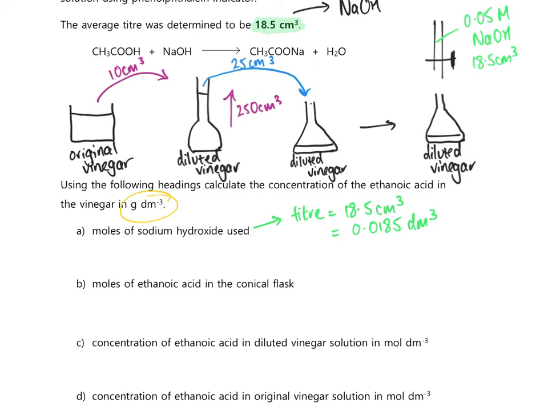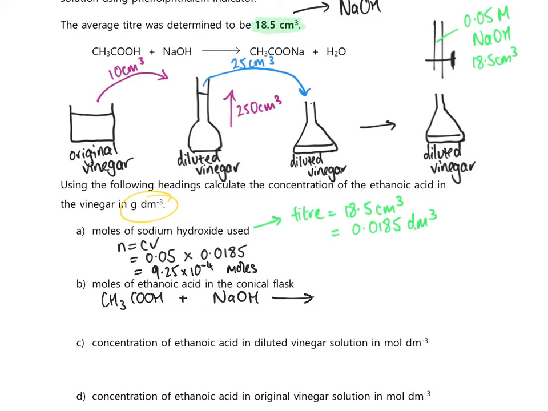So what we want to do is use our equation n equals CV. Our concentration, we're told in the question, is 0.05 moles per decimetre cubed, or 0.05 molar. And that's times by the volume, which is 0.0185 decimetres cubed. So try and type this into your calculator as you go along, and that should give you 9.25 times 10 to the minus 4 moles. And that's in our sodium hydroxide used.